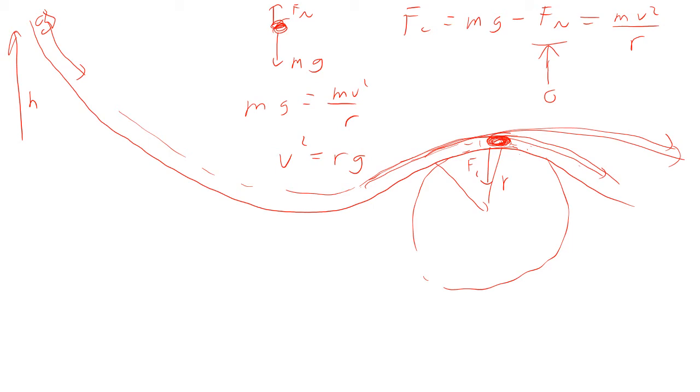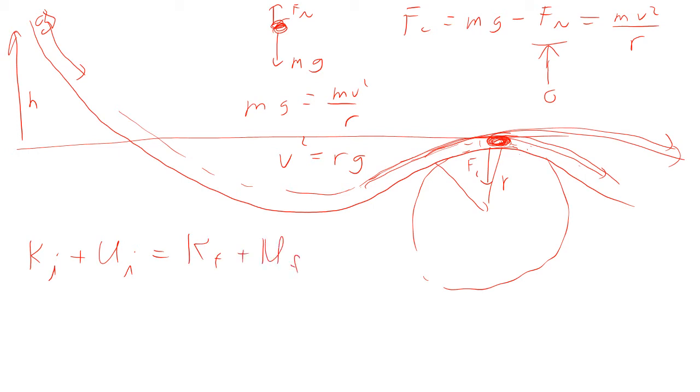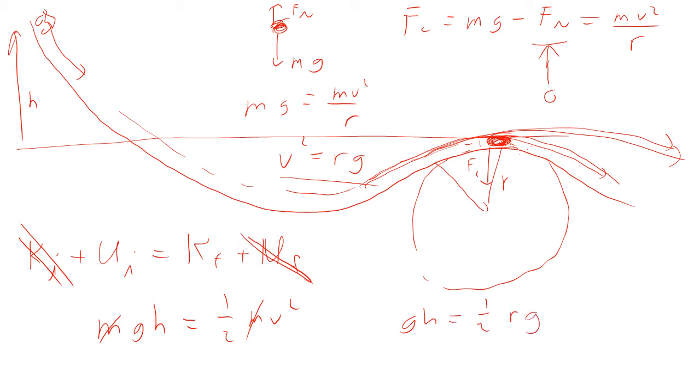Okay, now, we're not done yet. If I put my zero right here, remember we said the zero of potential can be anywhere. So initial kinetic plus initial potential equals final kinetic plus final potential. The final potential is zero. If we let go from rest, initial kinetic is zero. So mgh equals 1/2 mv squared. The m's cancel. We know that v squared equals rg, so gh equals 1/2 rg. And so the g's cancel, and h equals 1/2 r.